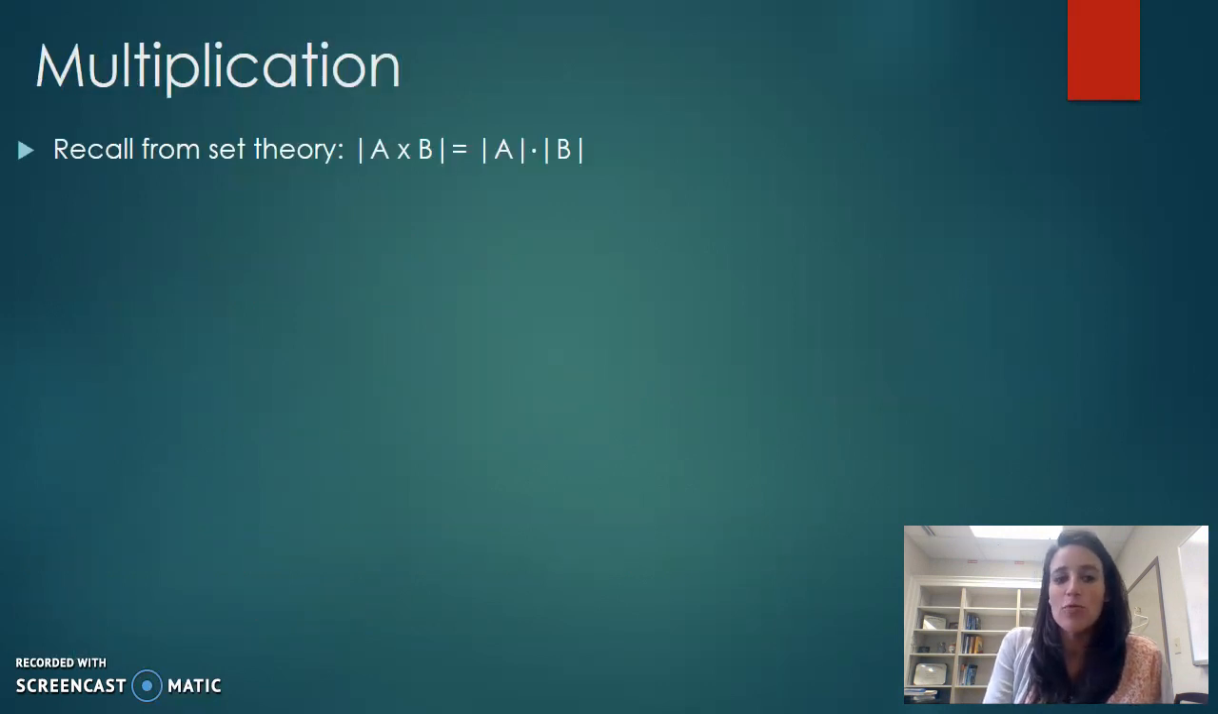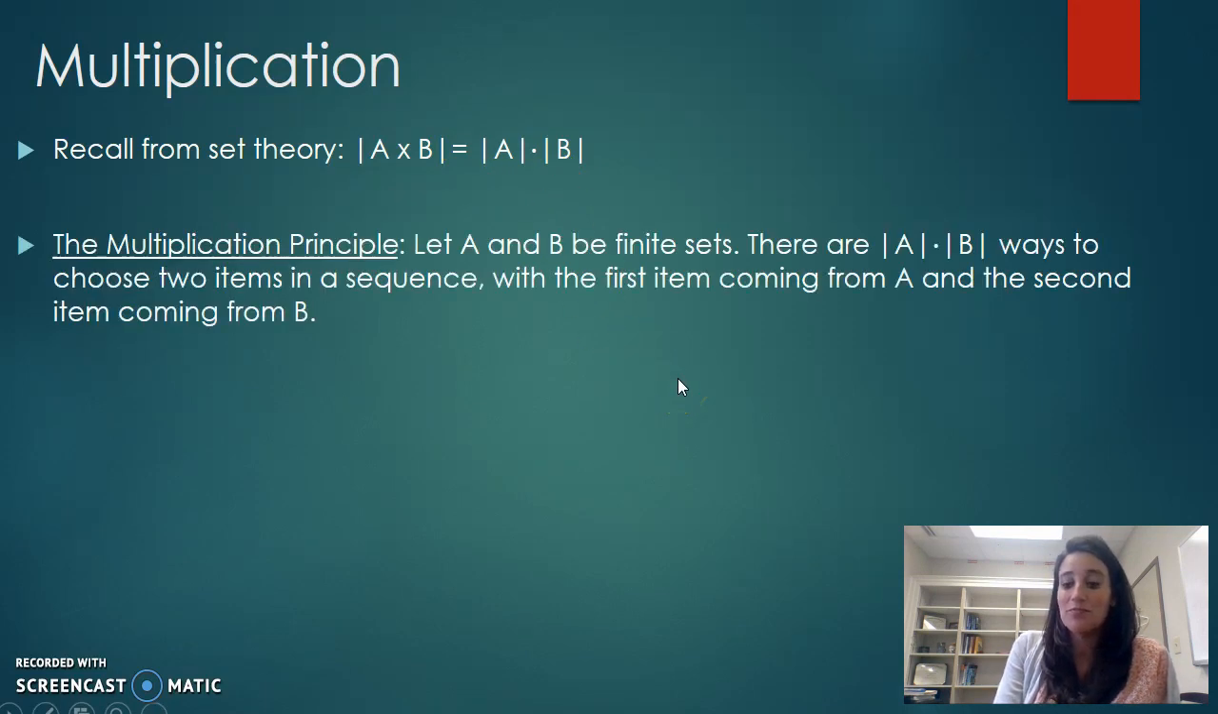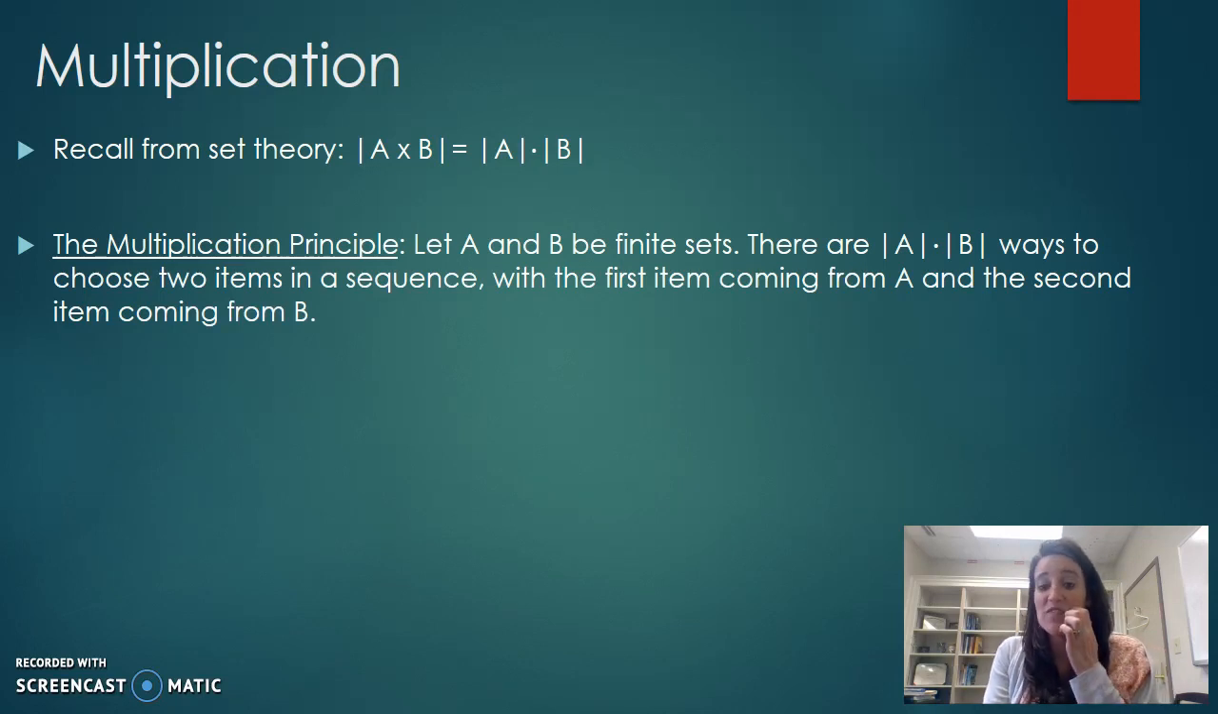Multiplication. Recall from set theory that the order, or the number of elements, in the cross product between A and B was equal to the number of elements in A times the number of elements in B. So we have the multiplication principle. Let A and B be finite sets. There are the order of A times the order of B ways to choose 2 items in a sequence when the first item comes from A and the second item comes from B.